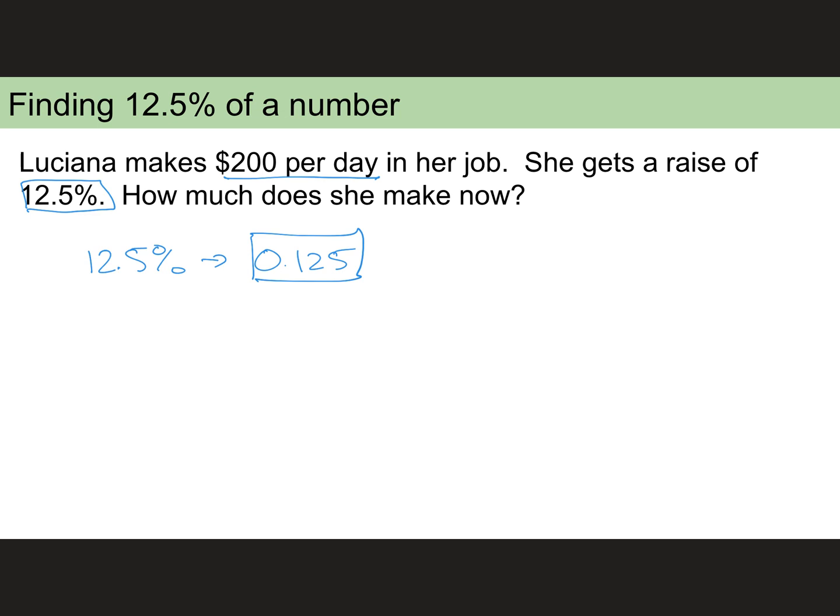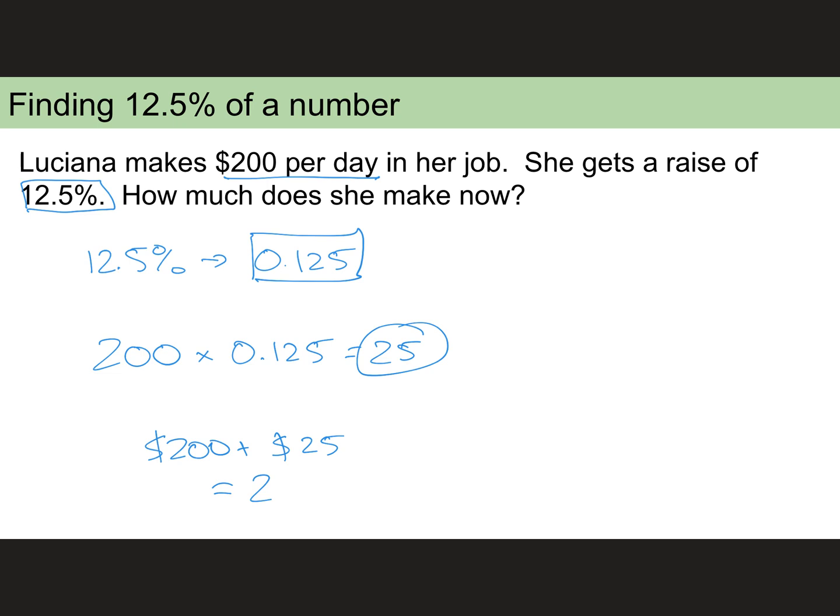If I'm trying to find out how much she makes per day, I could do how much she makes per day times 0.125. I'm going to get out my calculator, 200 times 0.125. She makes $25 more per day. So in total, she's going to make her $200 plus her raise, which is $25. So in total, she makes now $225 per day.